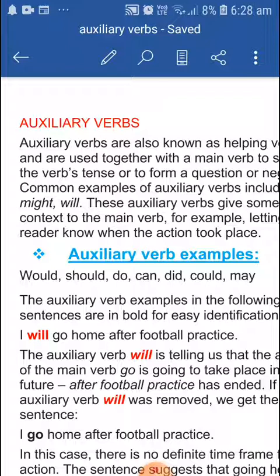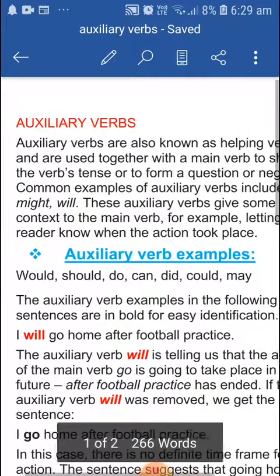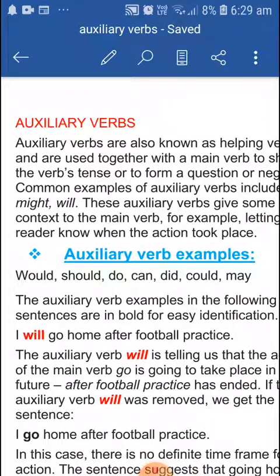What are auxiliary verbs? Auxiliary verbs are also known as helping verbs. I have told you about helping verbs before. Let us see what are helping verbs. They are used together with a main verb to show the verb's tense and to form a question or negative.